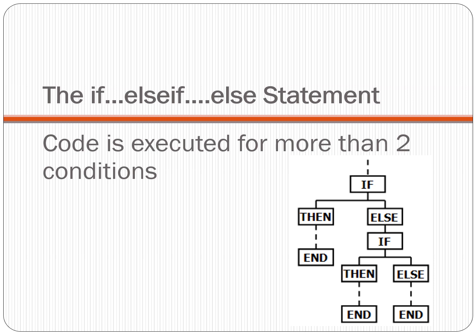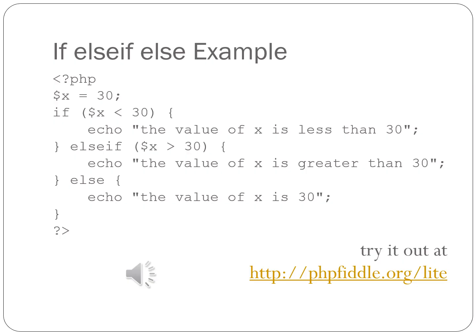Once you start using else-if-else statements, you can check conditions all day long. The code will get unwieldy with too many conditions, however. Here's an example of an if-else-if-else statement. X is 30, so we'll get the value of x is 30 displayed. We would get the value of x is less than 30 if it were something like 28, for example. We would get the value of x is greater than 30 if it were 35, for example.